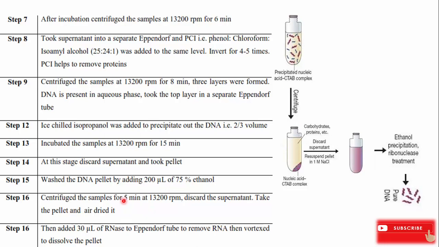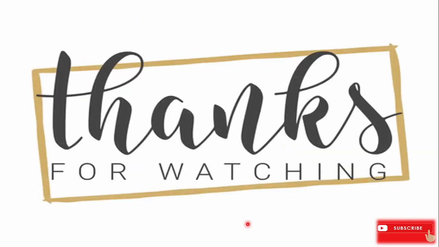And then we again centrifuge our sample for 5 minutes at 13,100 rpm. Here we again discard the supernatant and take the pellet, and then we air dry it. Then the DNA is dissolved in a slightly alkaline buffer, TE buffer, which ensures DNA stability and long-term storage. Here we also add 30 microliters of RNase to the Eppendorf tube. It removes RNA. So that's all about genomic DNA extraction.